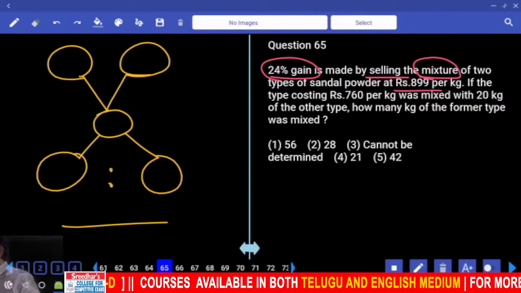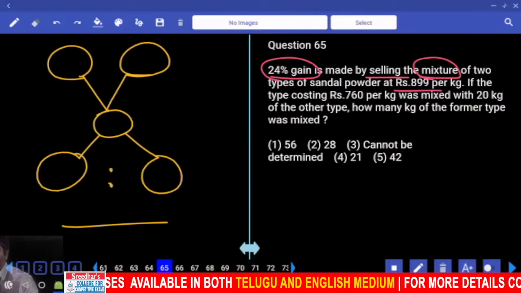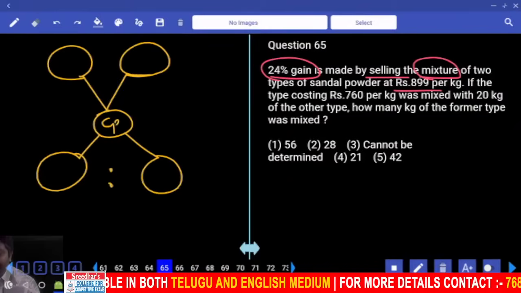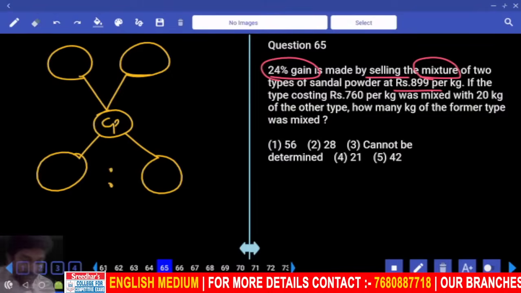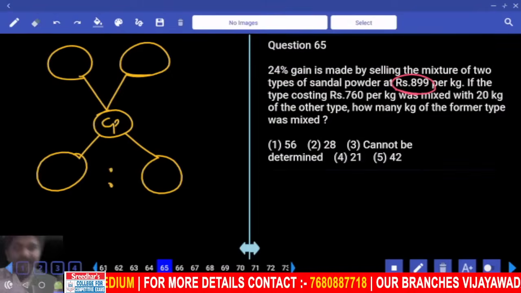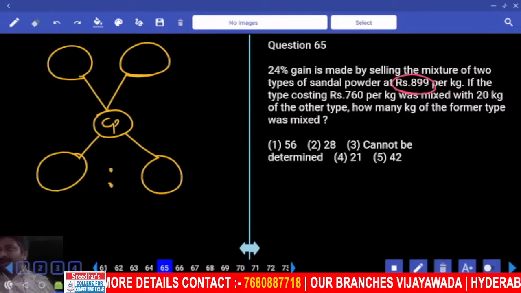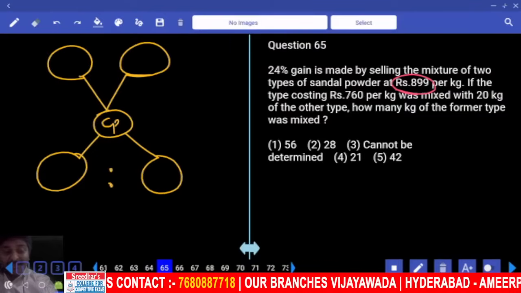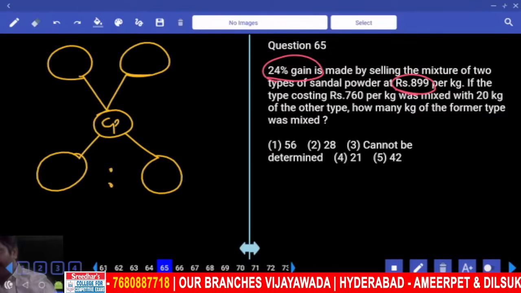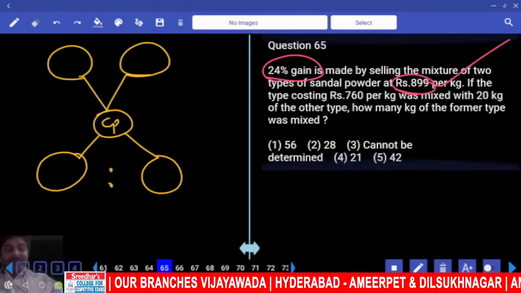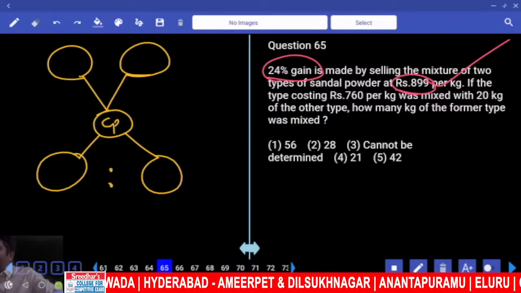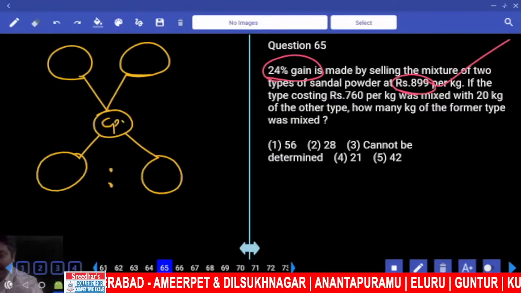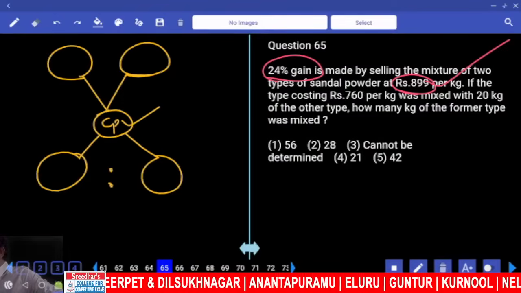Quantities ratio. Type 1 and type 2. Cost price of the mixture. Can we calculate? Because the mixture is sold at 899 rupees selling price. There is a profit of 24%. So this 899 is equal to 124%. Can we calculate the 100% value? And that is going to be the cost price.